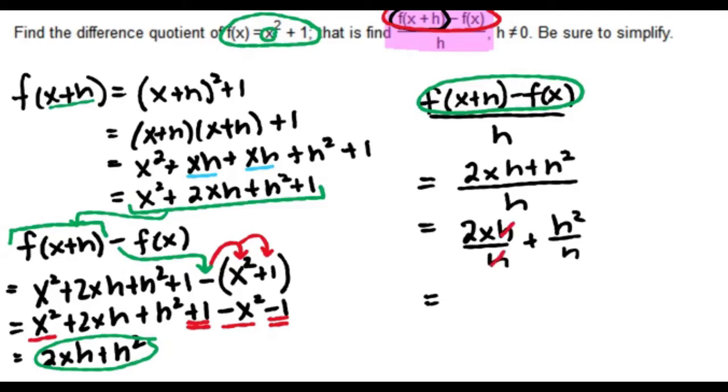The h's cancel from the first term, leaving you with 2x. And on the second term, h squared over h would be h. So the difference quotient for f of x equals x squared plus 1 is 2x plus h.